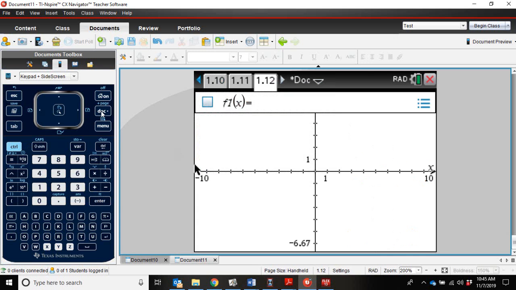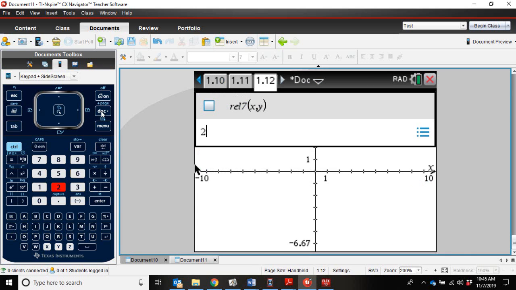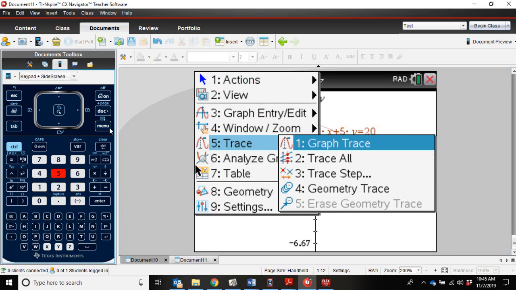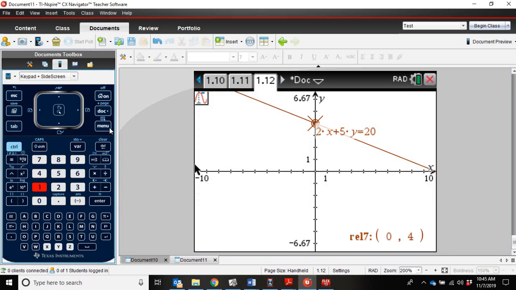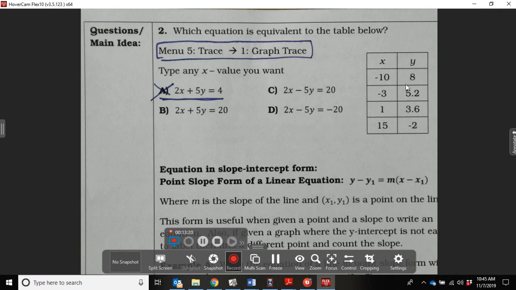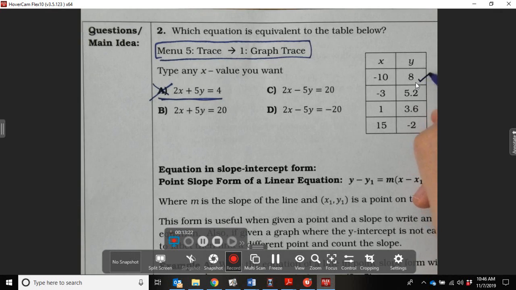So graph page, delete the equal sign. We're going to type in 2x plus 5y equals 20. Okay, I want to see what the answer is at negative 10. So I'm going to type menu 5, 1, and I'm just going to type negative 10. And my answer here is 8. Oh, well that matches what that says. So there's 1 point that works.